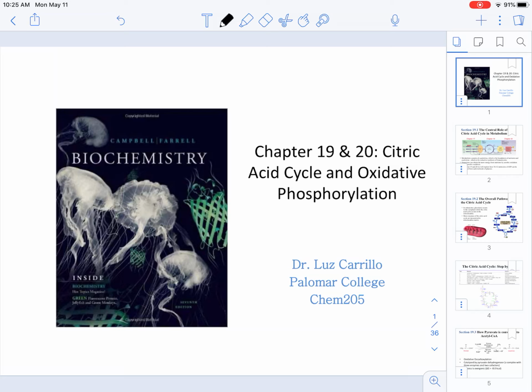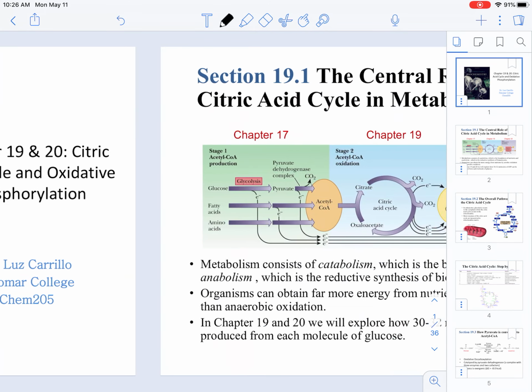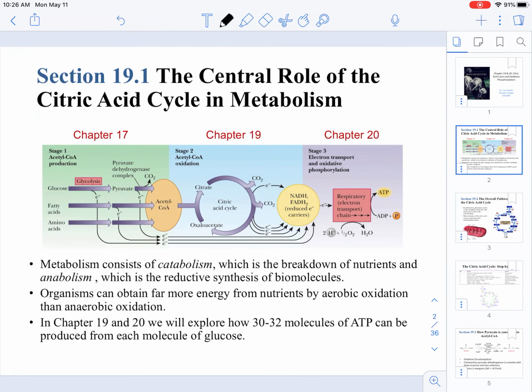In this video, we are going to be covering the topics in Chapter 19 and 20, which have to do with the citric acid cycle and oxidative phosphorylation. So before we talk about the process of the citric acid cycle and oxidative phosphorylation, we must establish that these pathways are going to be connected to something that we talked about in Chapter 17, which is glycolysis.